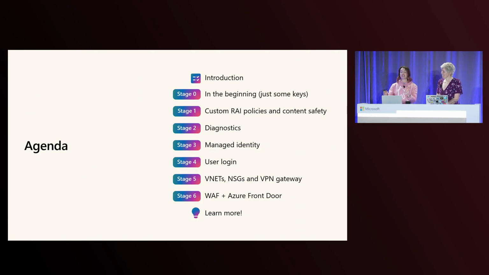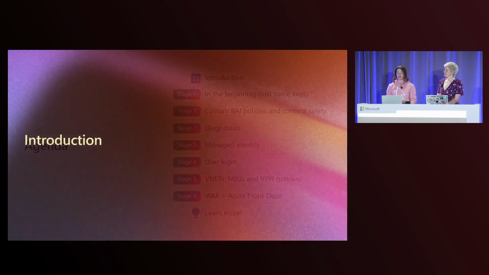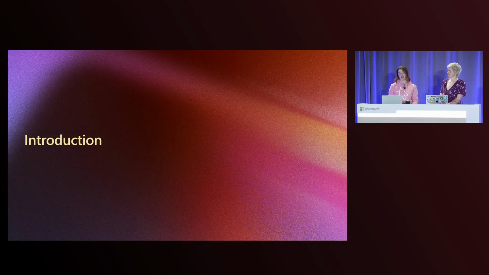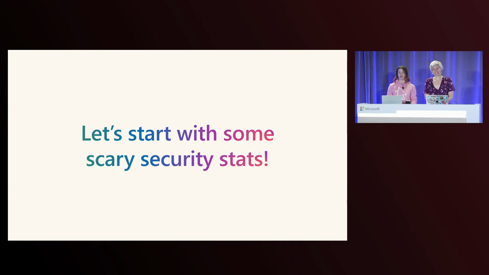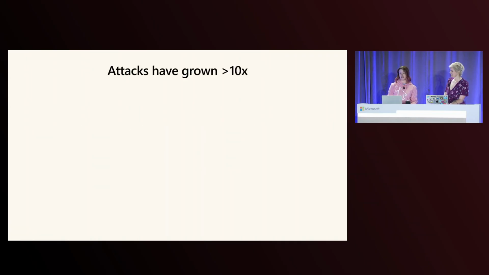So these are the different stages of what we're going to look at today. We're going to build our app. First of all, I'm going to give you scary security stats because everybody loves those. Then we're going to go through the stages of building this app, and we're going to add different layers of security controls. So let's get into me scaring you a bit. Scary security stats.